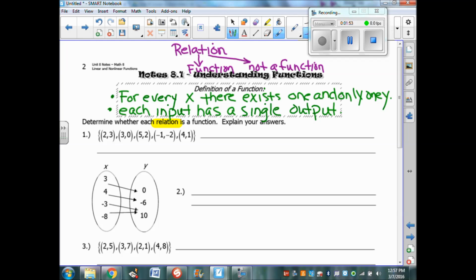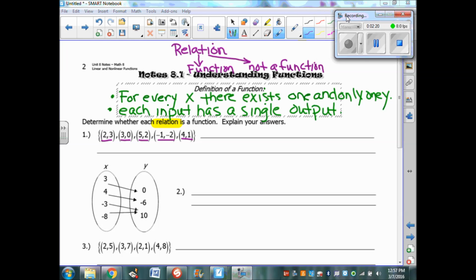So we have this set of points. My first point, 2, 3, 3, 0, 5, 2, -1, -2, and 4, 1. And what are we looking for? It says for every x, there exists one and only one y. Or, think about it this way, each input has a single output. So my inputs are my x's, and my outputs are my y's.